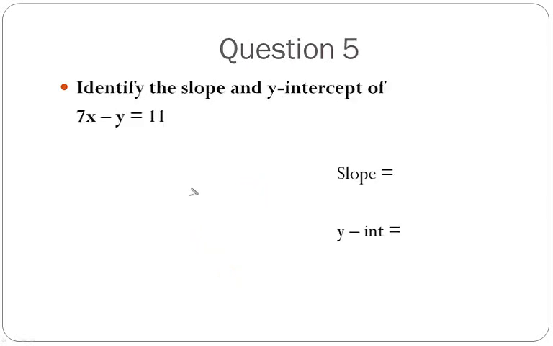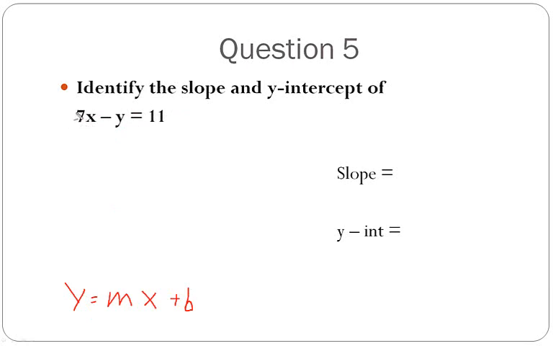In question number 5, they just want us to find the slope and y-intercept of this given equation. So to find the slope and y-intercept, it would be best to put it in the slope-intercept form, which is y equals mx plus b. So to do this, we're going to have to isolate y by itself. So we want to move everything to the other side and get it as y equals mx plus b.